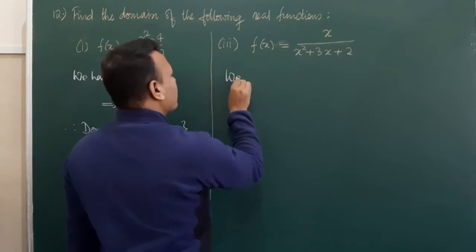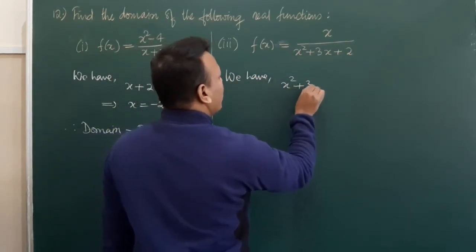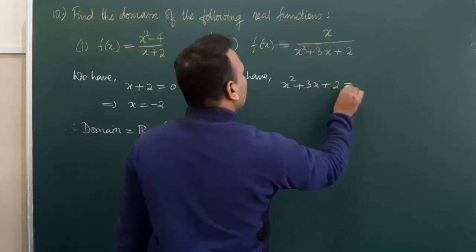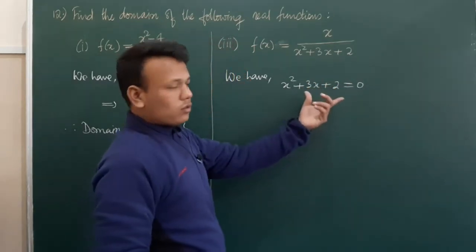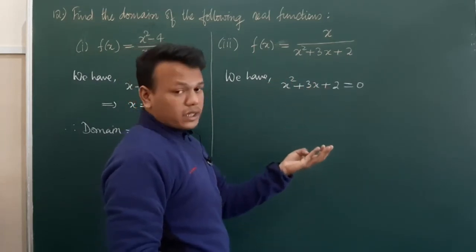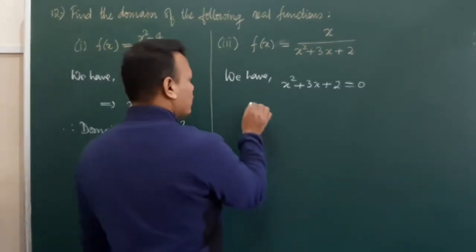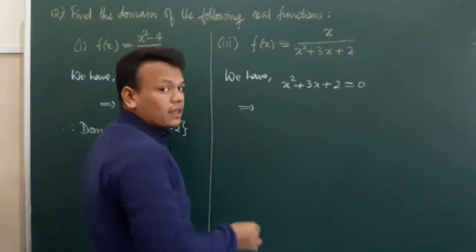So we have the denominator, that is x square plus 3x plus 2 equals to 0. Now this is what kind of equation? This is a quadratic equation. So you can make use of either the quadratic equation formula, or you can make use of middle term break. So let's quickly find what is the value of x here.